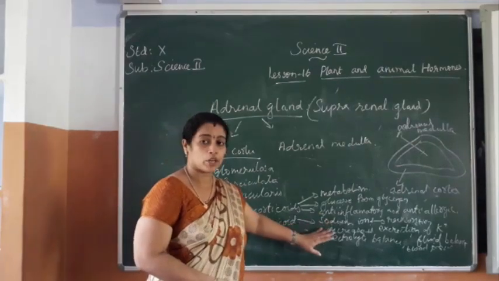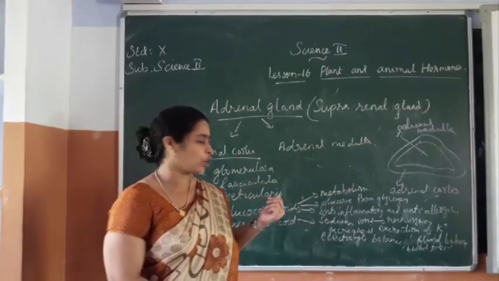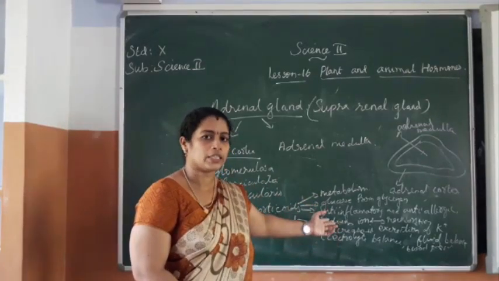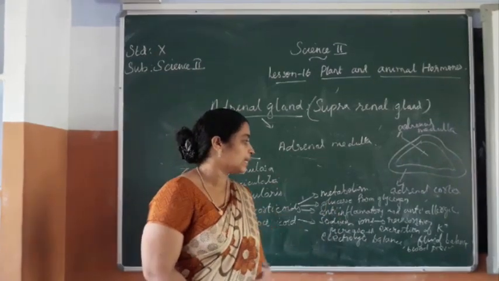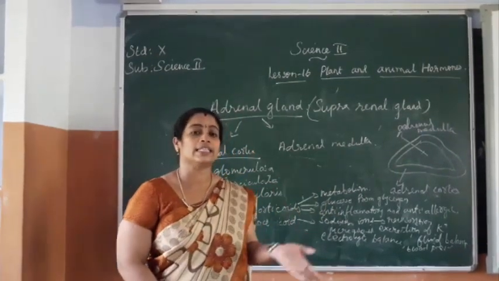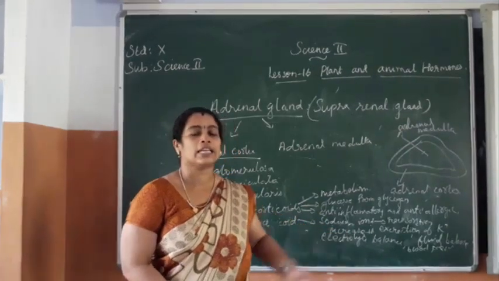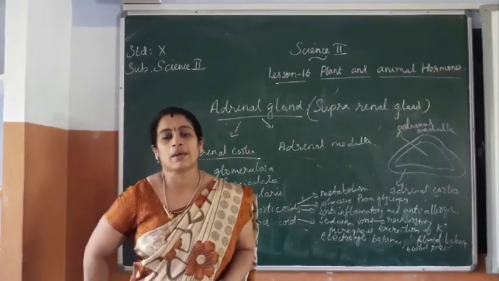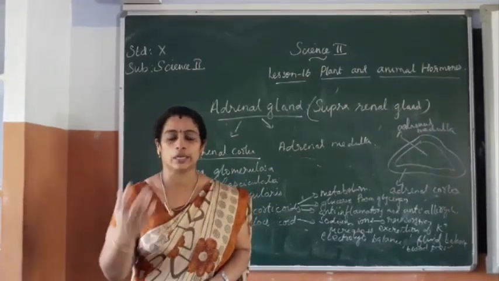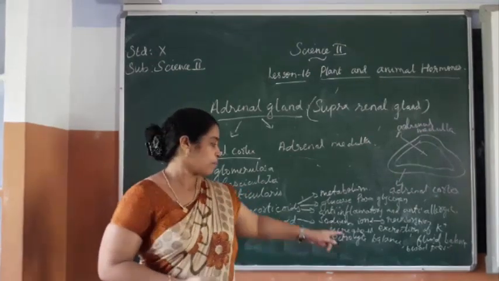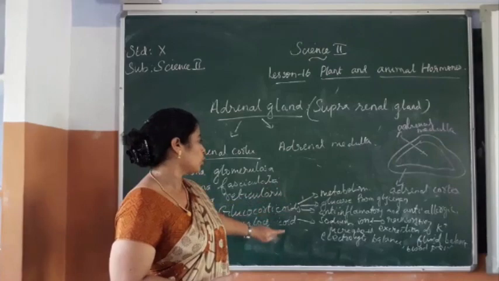So once again, mineralocorticoid helps in the reabsorption of sodium ions by the kidney, and it increases the excretion of potassium ions. It also helps to maintain the electrolyte balance of our body, the fluid level, and the blood pressure. So this is about the two hormones and their functions.